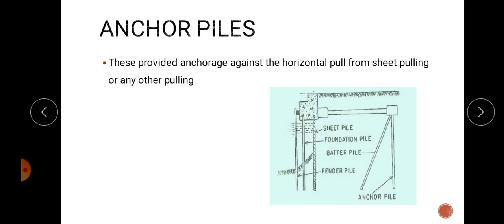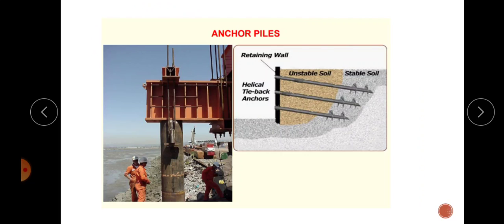Next is anchor pile. Anchor pile means these piles are used to provide anchorage for anchored sheet piles, and these piles provide resistance against horizontal pull for sheet pile wall. Okay, this provides anchorage against horizontal pull from sheet piling or any other pulling. Okay, that is anchor pile, as the name implies. These are used to provide anchorage for anchored sheet pile. So this is the example showing anchor pile.